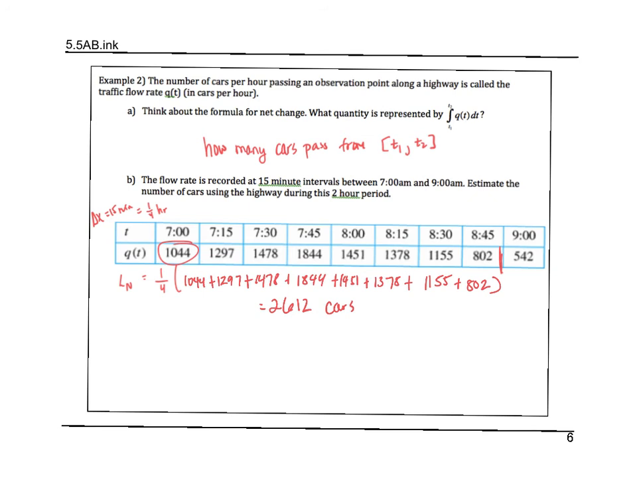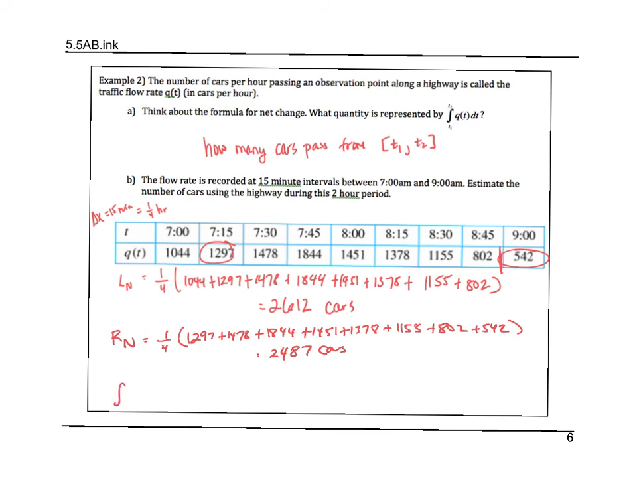We want to do the same thing doing the right-hand approximation. Delta x is still the same, and this time I'm going to start with 1297, and I'm going to go all the way to 542. And this comes out to be 2,487 cars.